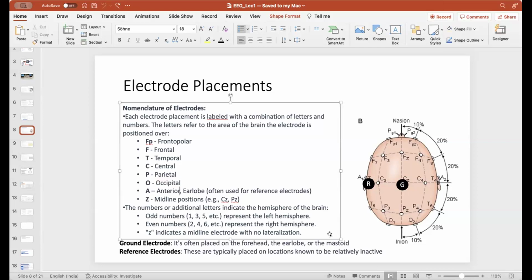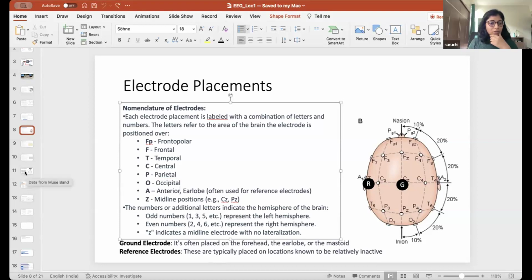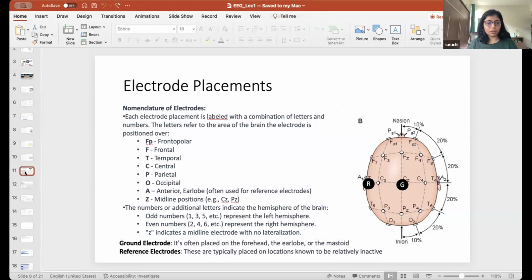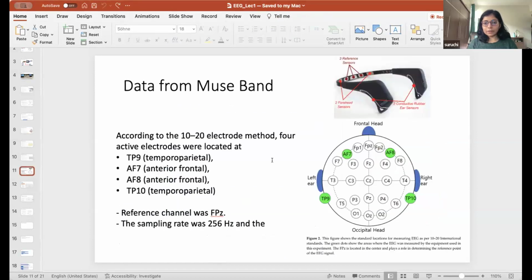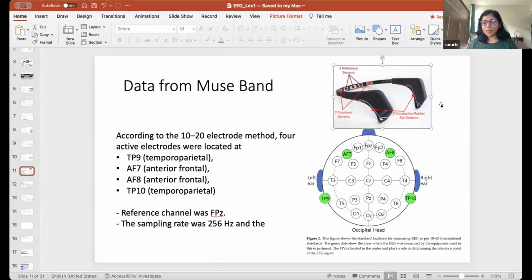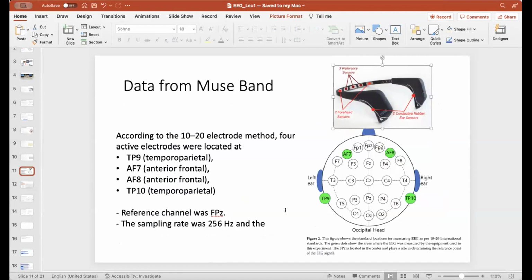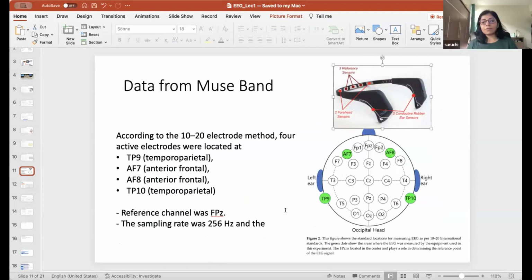Ma'am, what about the Muse band? You figure it out. Read about the Muse band, which model you have. Try to read the brochure, because there are different types and versions of Muse bands. You have to figure out which one you used. Find their website, they will have a brochure. If you don't have a brochure, it will be there in your lab.